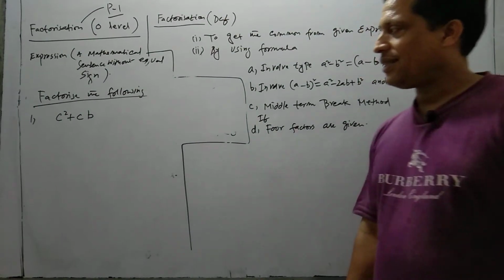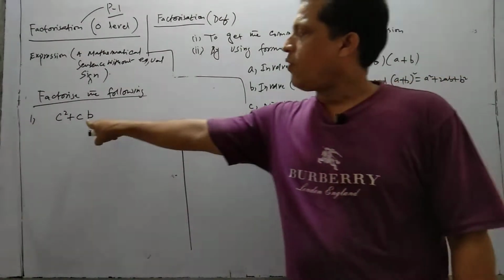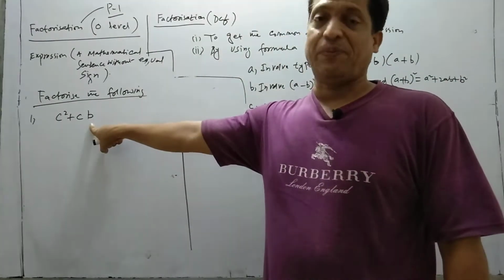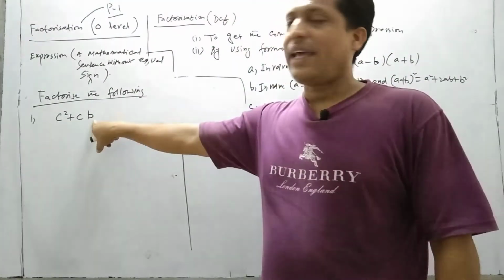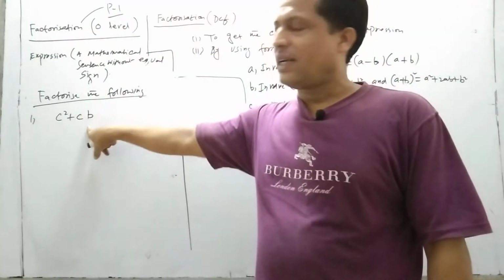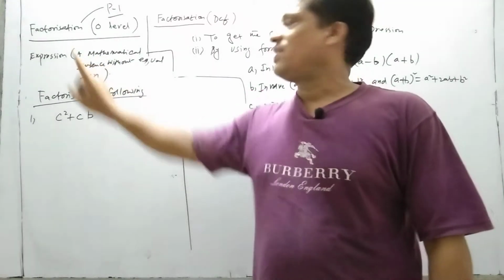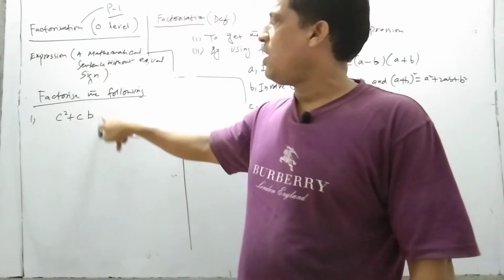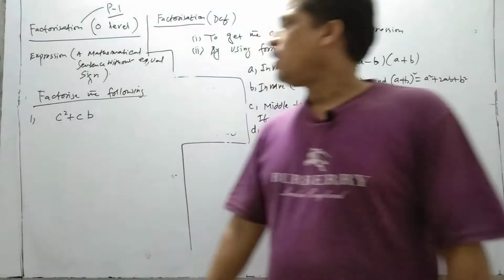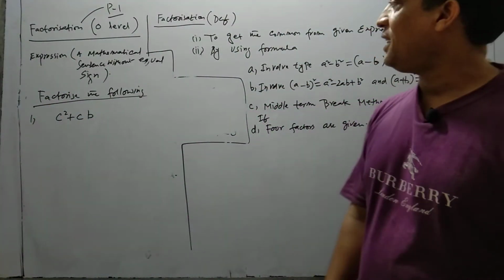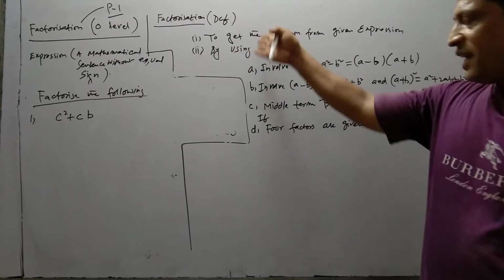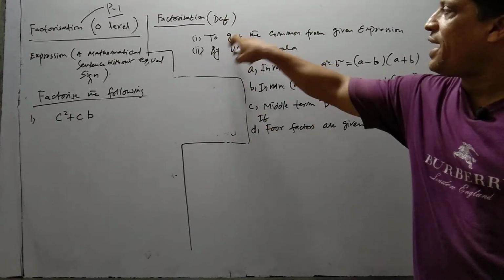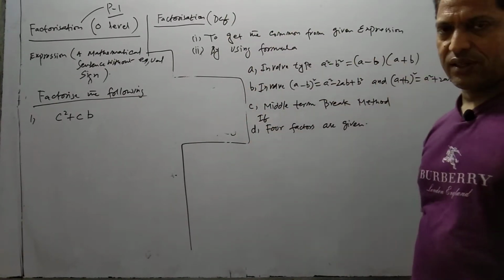How to factorize? Again, what do we call this? We call this an expression. Why is this an expression? Because this is a mathematical sentence without an equal sign. So if it is a mathematical sentence without an equal sign, we call it an expression. Now the question is factorize. Apply the definition. There are many definitions. The first definition is to get the common from the given expression.